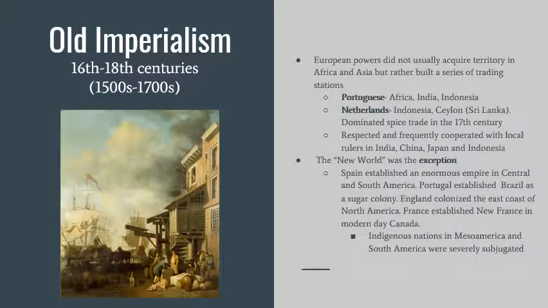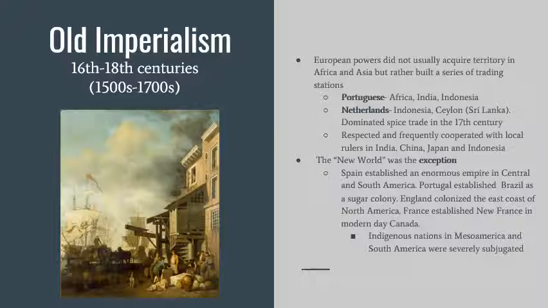By the 19th century, imperialism had been around for a few hundred years, but beginning in the 1800s, imperialism began to be enacted in a different way. So from the 19th century on, we can refer to this as new imperialism. Old imperialism lasted between the 16th and 18th centuries, or the 1500s through the 1700s. In old imperialism, European powers didn't usually acquire territory in Africa and Asia. Rather, they built a series of trading stations. So, for example, Portugal established a series of trading posts along the west coast of Africa, India, and Indonesia. And in the 16th century, it dominated the spice trade before losing ground to the Netherlands in the 17th century.